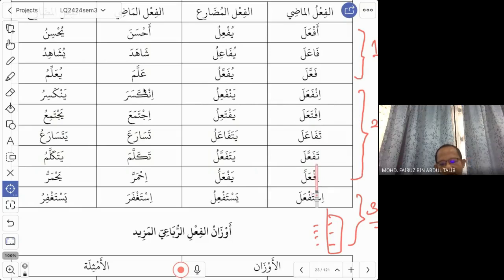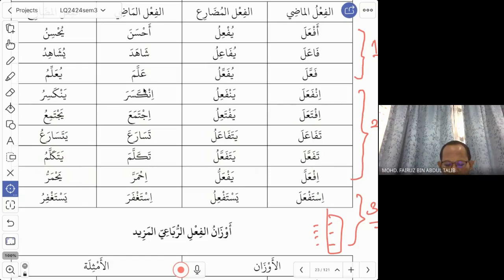Another wazan, tafa''ala. You have ta and you have this tad'if. Tafa''ala, and the mudari is yatafa''alu. And the example is takallama. So you have this ta, similar to the wazan before, and you have the tad'if here. So how do we read it? Takallama, similar to tafa''ala. And the mudari is yatakallamu, similar to yatafa''alu. Takallama, yatakallamu means speak. Atakallamu bil lughatil arabiyyah. I speak in the Arabic language.